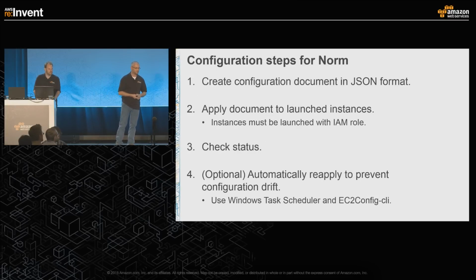So what Norm has to do is basically create a configuration document, a JSON document. You then register that document with SSM, and then you ask SSM, hey, associate this with these running instances. You can check the status at any time with the cmdlet, and optionally, you could configure those instances using Windows Task Scheduler to reapply that document on a scheduled basis. By default, the EC2 service on the instance will look every 15 minutes, I believe, for a new document to apply. You can force it to run using the CLI.